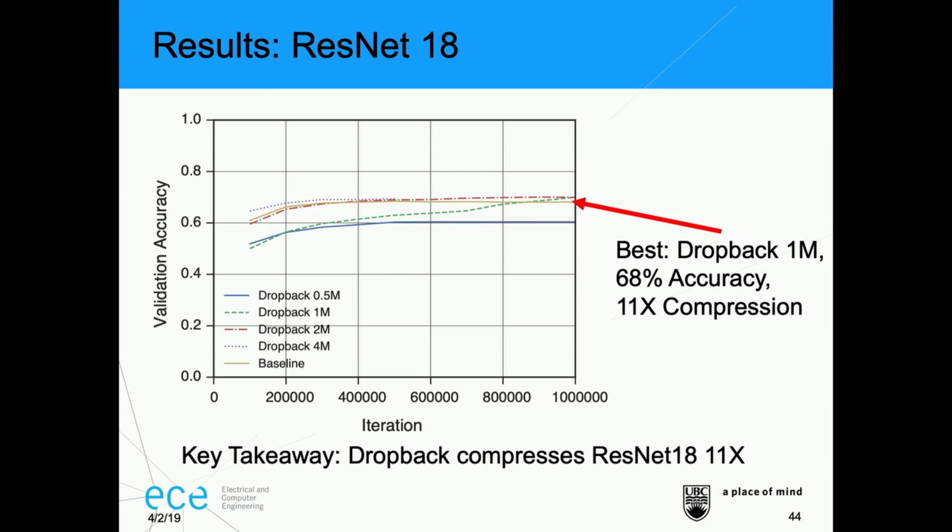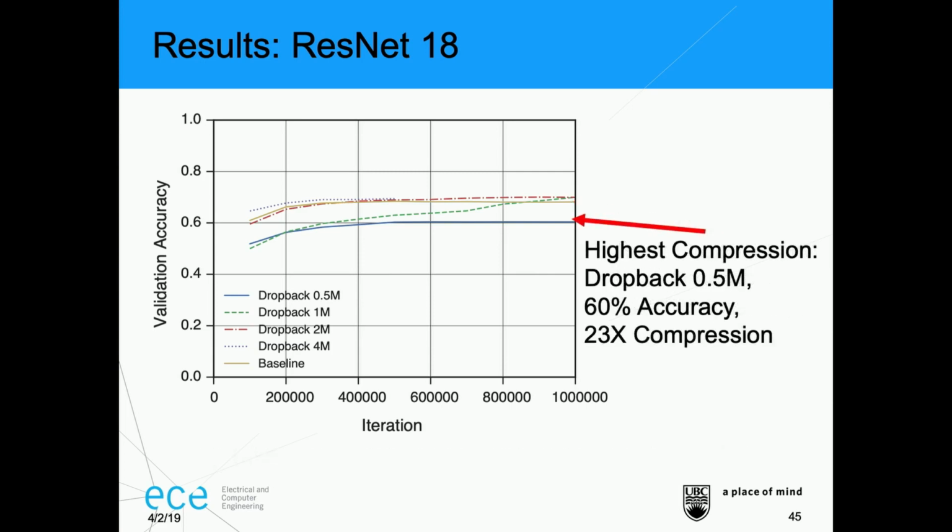Great, we've reduced the weights by an order of magnitude. We can also go a little bit higher. Say you have a really small device. You really want to reduce the network and maybe some accuracy loss is acceptable. Now we can get 23x weight reduction, 60% accuracy, and you only have to track 500,000 parameters out of the 11 million parameters in our ResNet 18 network.